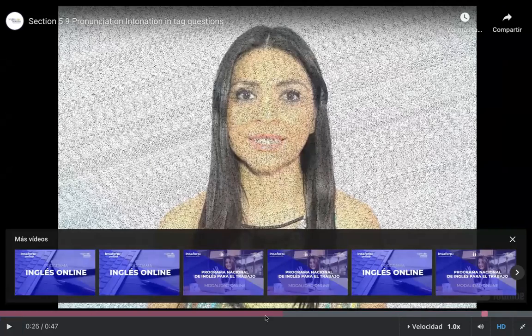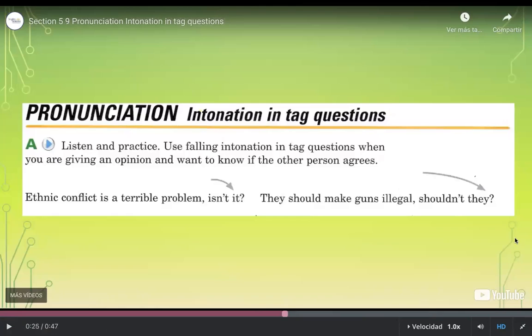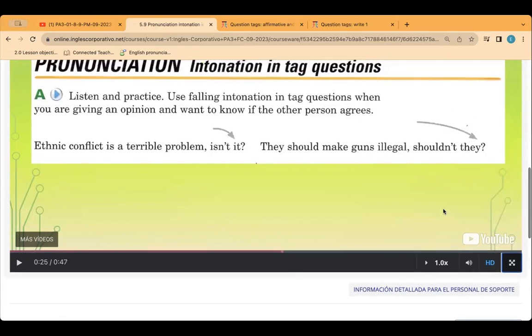Okay, so really it's just about learning the pronunciation. It's about when you have the sentence is normal, and then at the bottom, isn't it? Shouldn't they? And then we just try to make the emphasis in the last two words. That's the idea for the pronunciation. Is that okay? Okay. Yes.